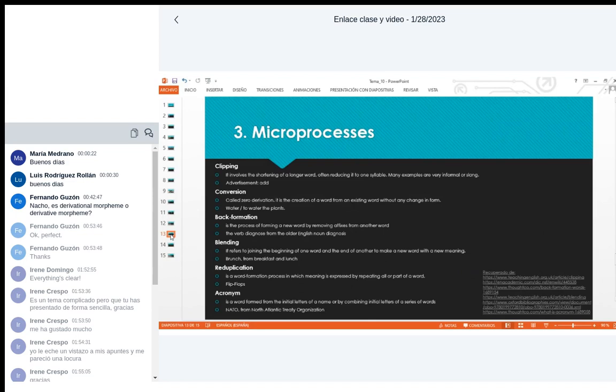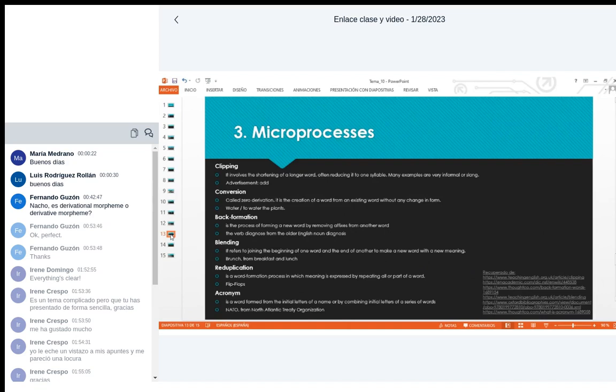My pajamas, my PJs. PJs is another process of making a clipping word, a clipping process. Now, conversion refers to the process of making a word change its grammatical unit, without any prefixation or affixation process. For example, water means agua, but also means watering the plants, or to water the plants, regar las plantas. So here, water is the same word for both the noun and the verb, so there's a conversion.